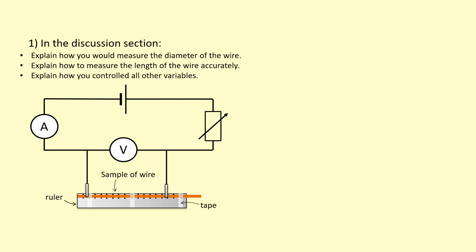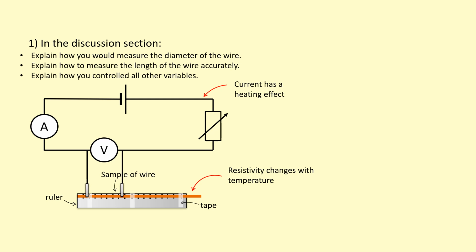During the practical, we need to control for all other variables that might affect the resistance of the wire. One that comes to mind is the temperature of the wire. The higher the temperature of the wire, the higher the resistivity. And we know that current in a circuit has a heating effect. Especially when we make the wire really short, the resistance we're going through is quite small, and that's going to increase the current. A larger current is going to have a heating effect, and that will affect the resistivity of the wire.